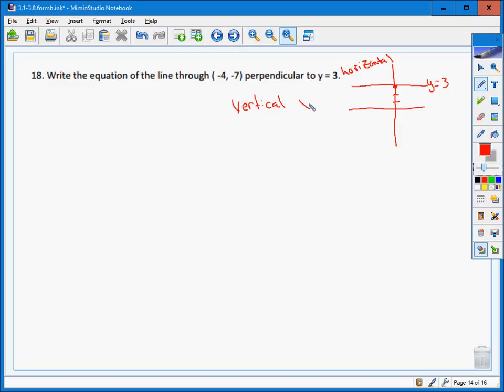All vertical lines are set up x equals some number. And since it has to go through this point, (-4, -7), which would maybe be down here somewhere, the x value is the part that I need to know. X would have to be -4. There's the equation of the line. This would have a 0 slope, this would have an undefined slope, these would be perpendicular to each other.